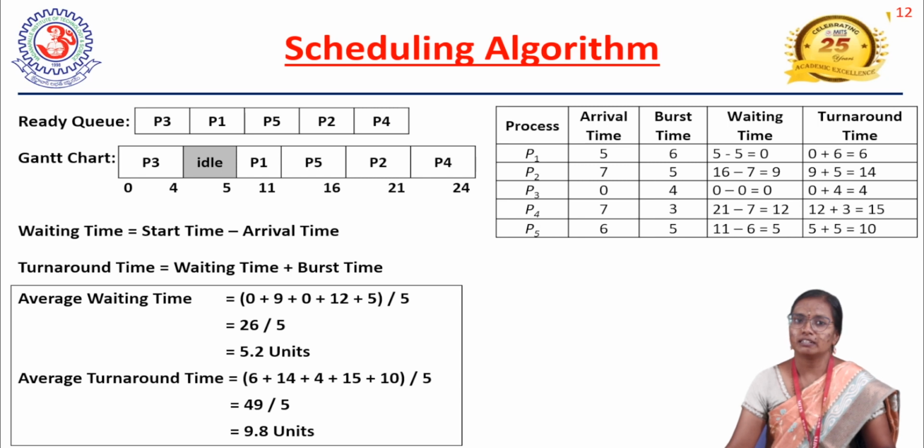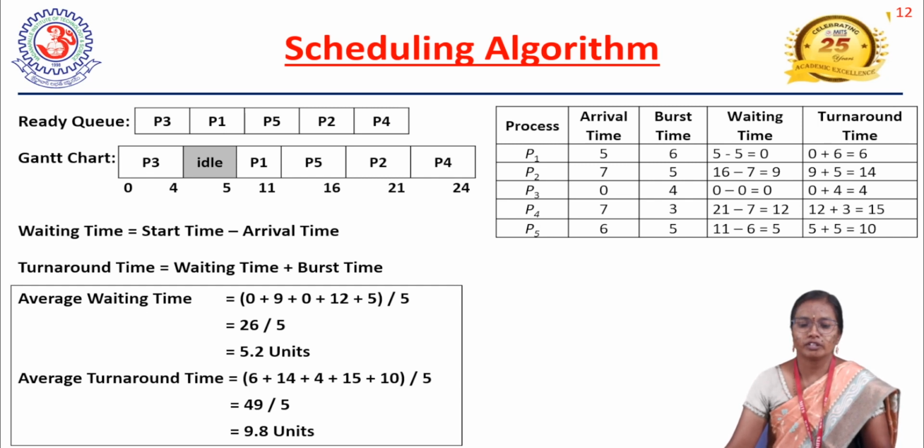Next, at the fifth minute, the process P1 arrived. That's why in the ready queue, the second process is P1. The next process P5 arrived at 6 unit time. That's why P5 is in the third place. P2 and P4 arrived at the same arrival time 7. So that's why they are kept last.